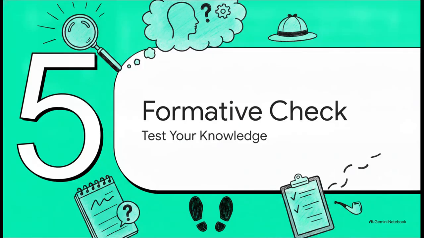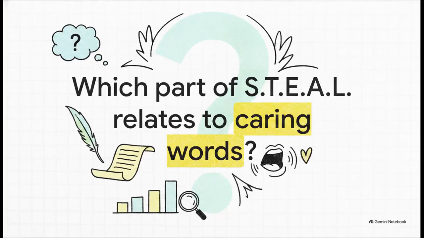All right, section 5, formative check, test your knowledge. Time to put your brand new detective skills to the test. Think back to our earlier example with Maria. If a writer specifically highlights a character's caring words to develop their complexity, which specific method in our 5-step STEAL framework does that align with? Take a second to lock in your answer.